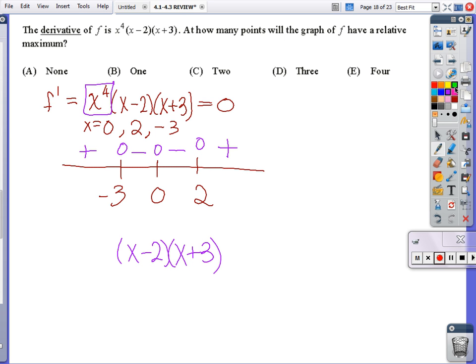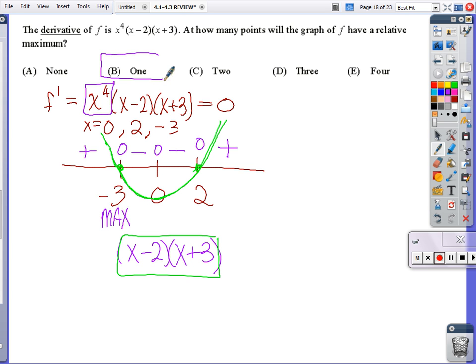The other way you could have done that, you can tell by looking at this piece that that's a parabola facing up, and the zeros were negative 3 and positive 2. The parabola would have to look like this. And notice you have positive, then negative, and then positive. So, where do you have a relative maximum? Maximums occur when your sign changes from plus to minus, and the derivative is equal to 0 or undefined. So we end up having only one maximum.